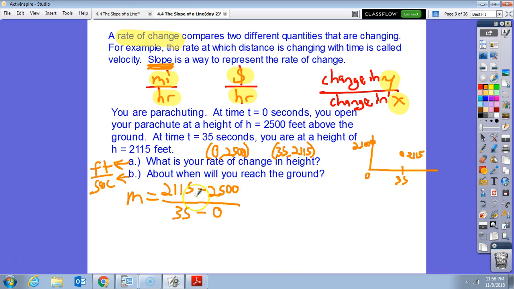So if you subtract 2,115 minus 2,500, you're going to get negative 385. It's negative. I wonder why. 35 minus 0 is 35. If you do negative 385 divided by 35, you get negative 11 feet per second. Why is it negative 11 feet per second? Guys, you're parachuting. You're falling. If it's not negative, you messed up.